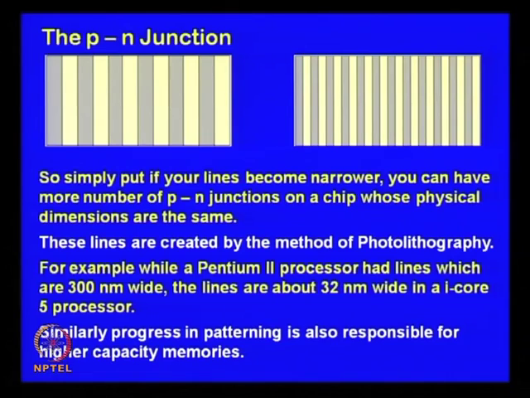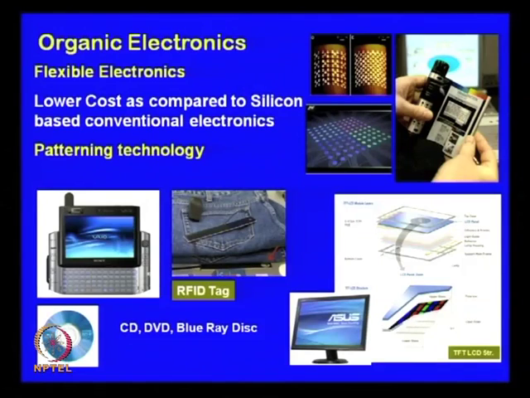Now, for example, when we talk about a Pentium 2 processor, which is some 10 years old concept, the lines were around 300 nanometer wide, and the lines are now down to around 30 nanometer for an I-Core 5 processor. Similarly, progress in patterning is also responsible for the higher capacity of memories that you see.